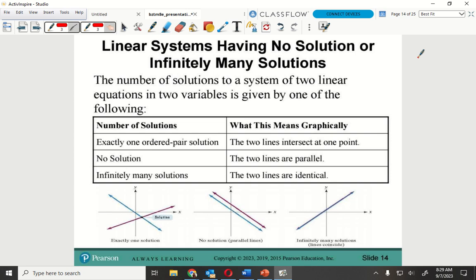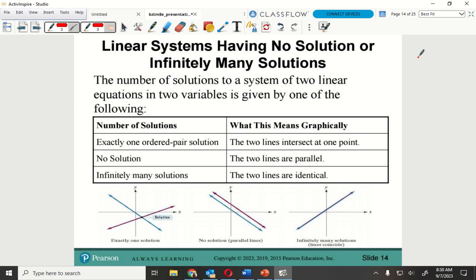No solution. These lines are parallel. If you're looking at the graph, you could see that they're parallel to each other. They're never going to intersect. They're never going to cross. So two lines are going to be parallel when I plot my graph. So that would be no solution as an answer.